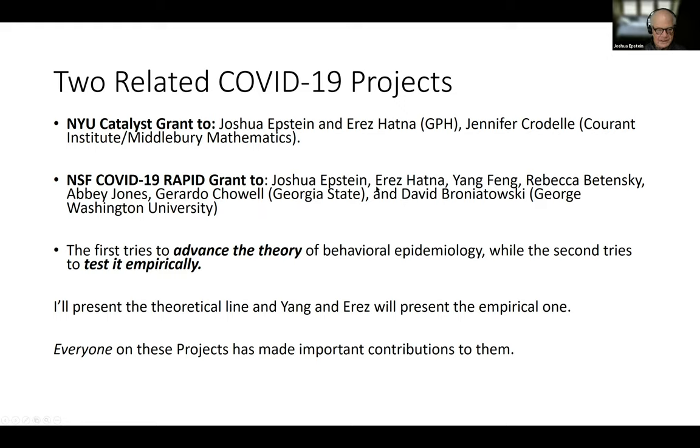Big collaboration there. So the first of these projects is really about the theory of epidemiology. It tries to advance the theory by introducing behavioral adaptation. We'll talk about that. And the second project really tries to test that empirically, or test something akin to it empirically. So I'll present the theoretical line, the catalyst grant, and then Yang and Erez will present the empirical one. But it's important to say that everyone on these projects has made important contributions to them. And when you, the new students, join a project, we welcome your contributions as well, okay?